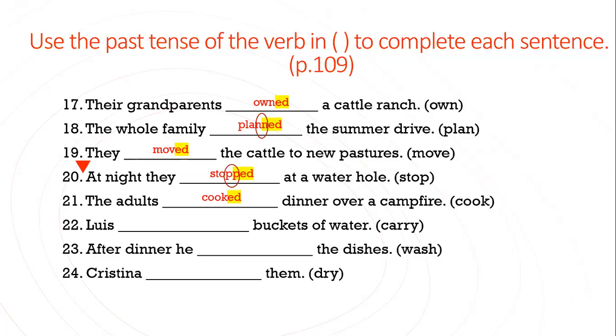So the adults cooked dinner over a campfire. Number 22, Louis blank buckets of water. And we have the verb carry. Now, carry, we identify immediately that carry ends with a Y.